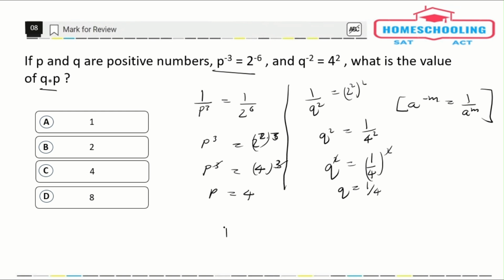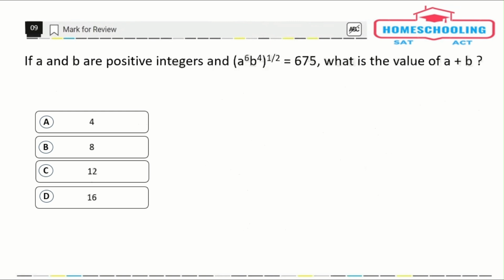We have to find what is p into q. So 4 into 1 divided by 4, that is equal to 1. So option A is your correct answer. This is your answer. Now moving to the next question.